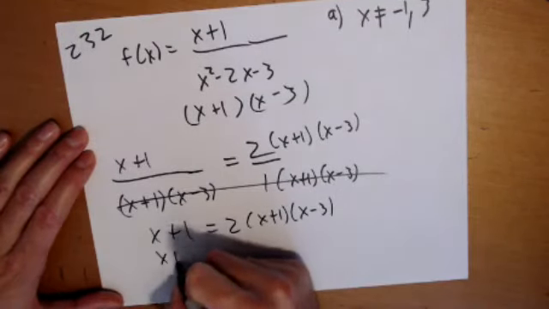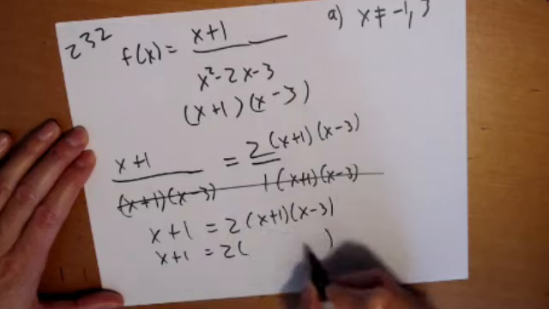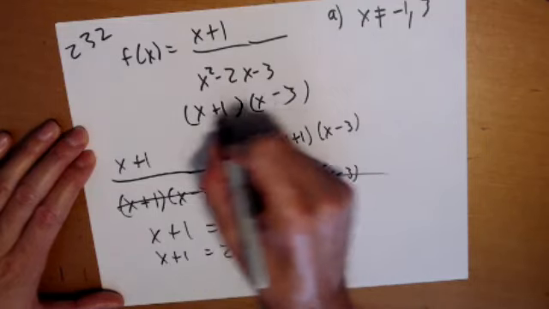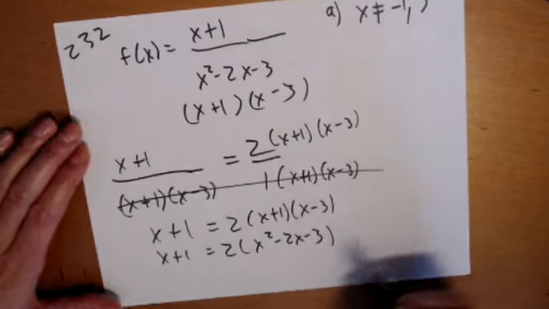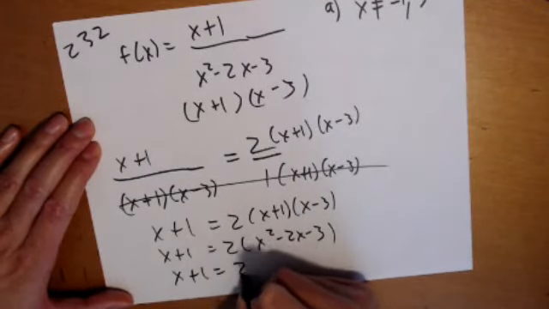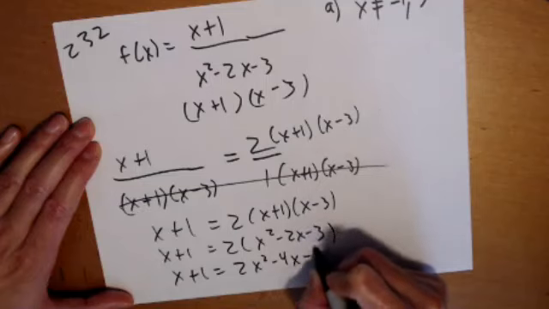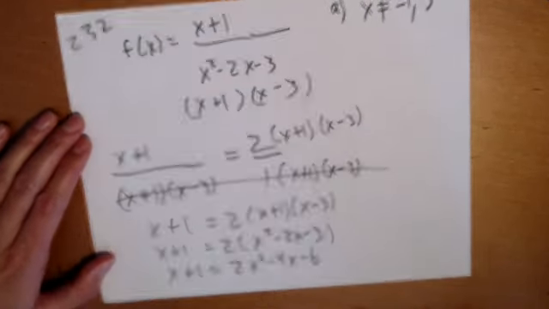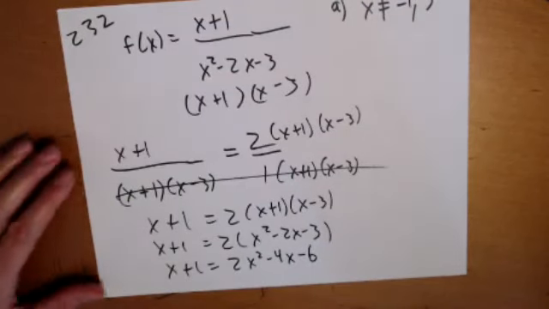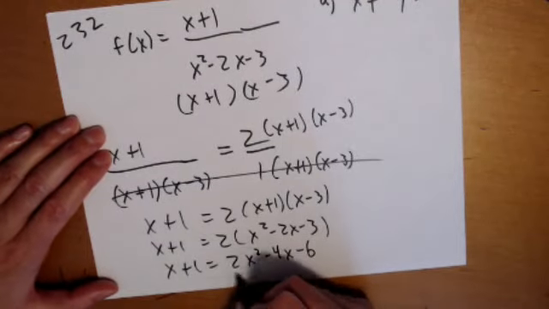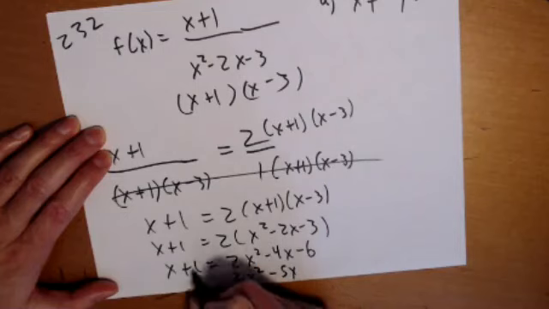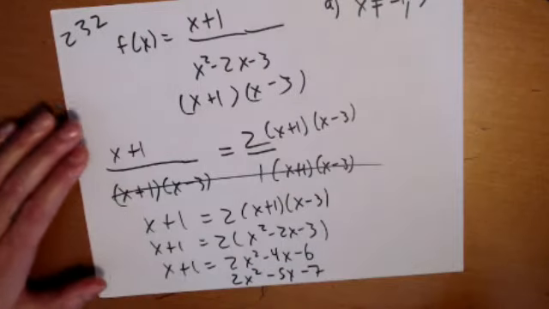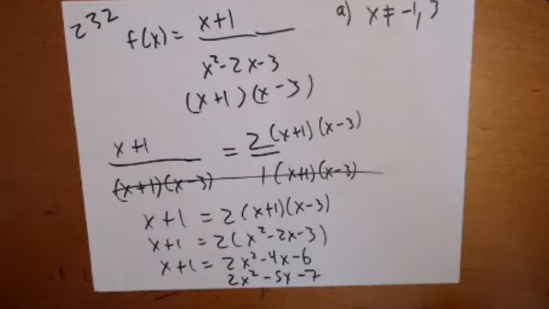Okay, so x plus 1 equals 2 times. Oh, how can I multiply those real easily? Well, we kind of did it backwards. So it's just that: x squared minus 2x minus 3. x plus 1 equals 2x squared minus 4x minus 6. I just distributed that 2 to each one. We're almost there, folks. So this is 2x squared, minus 5x, minus 7. What the? Sometimes I feel like I did it wrong.